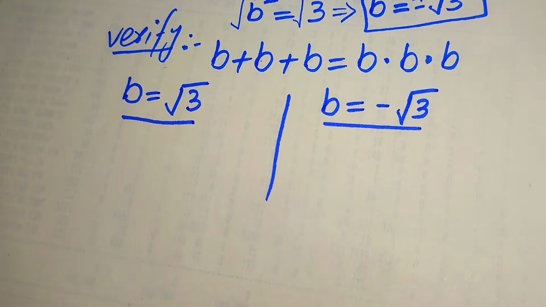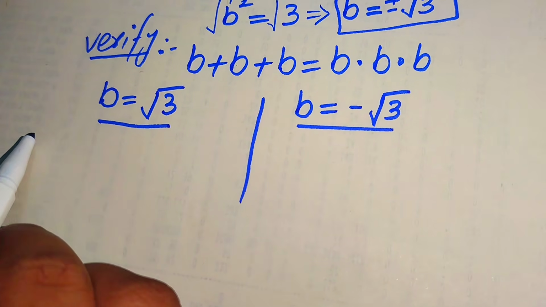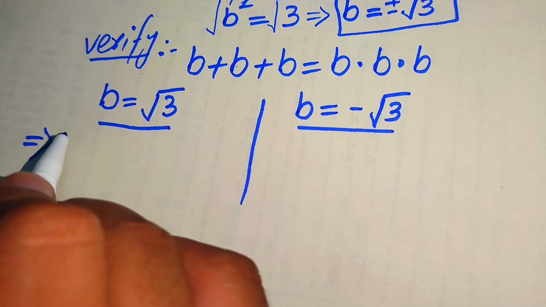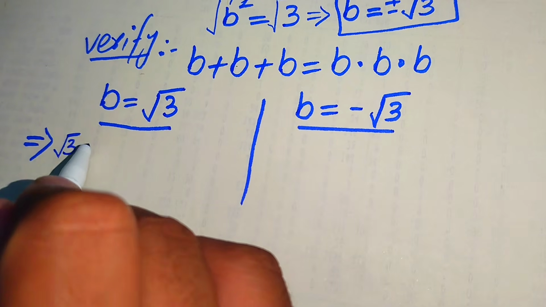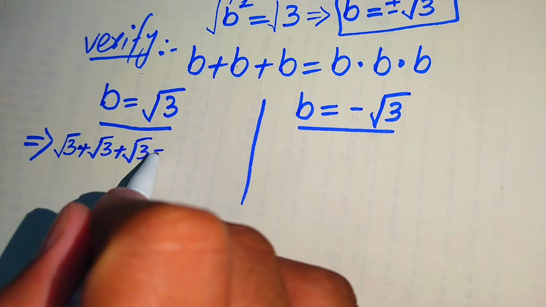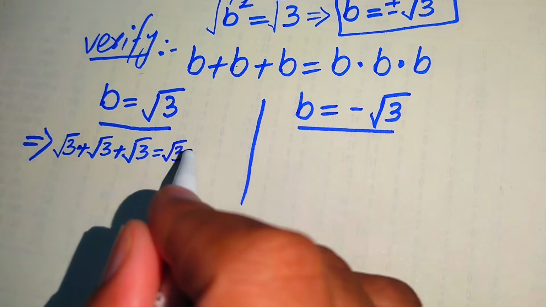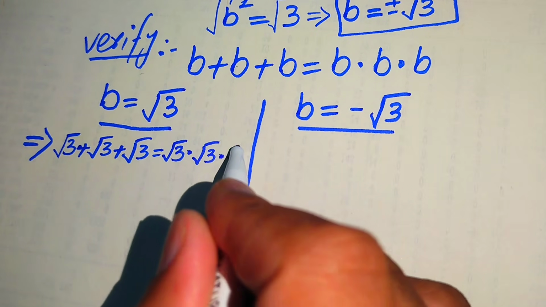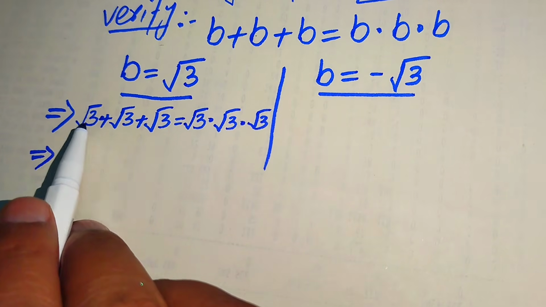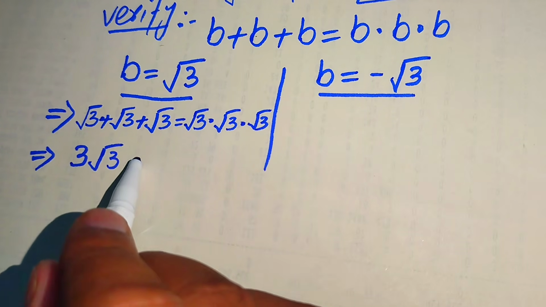So first we verify b equals plus square root of 3, so we substitute b equals plus square root of 3 on both sides of the given equation, and it will be written in this form. When you put this value here, it becomes square root of 3 plus square root of 3 plus square root of 3 is equal to, on the right hand side we have b multiplied 3 times. This means that square root of 3 is multiplied 3 times. In the next step, square root of 3 is added 3 times, so we write it as 3 times square root of 3.